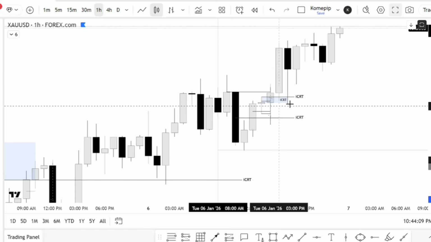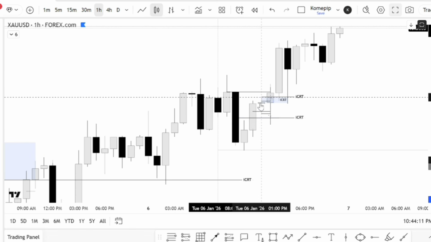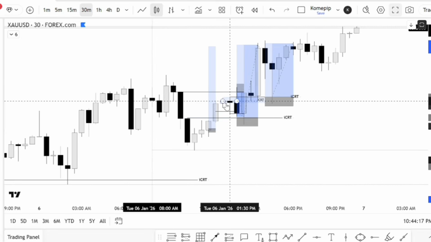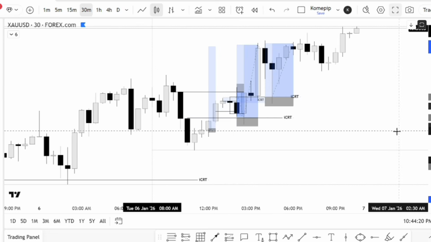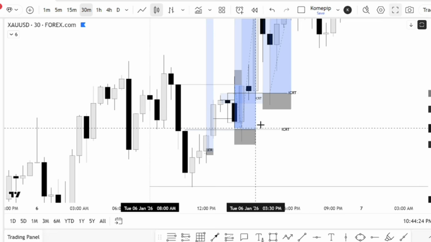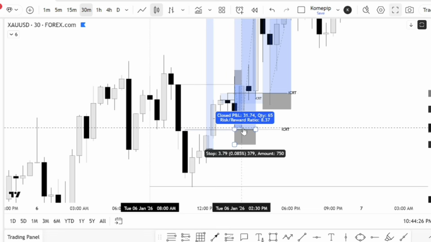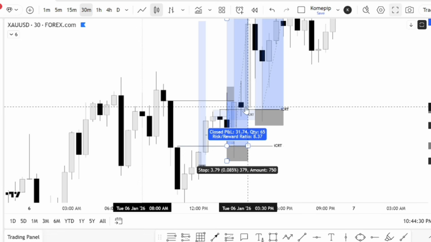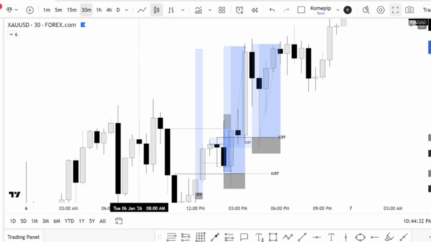So what can we see? As you can see here, we have a 1 hour ICRT, and I also think we have a 15-minute ICRT there. Yeah, there was a 15-minute ICRT there, and of course I refused to take this trade personally because I was actually on a heavy lot size from this particular setup, so I wasn't willing to risk more from here, so I just allowed it to run.